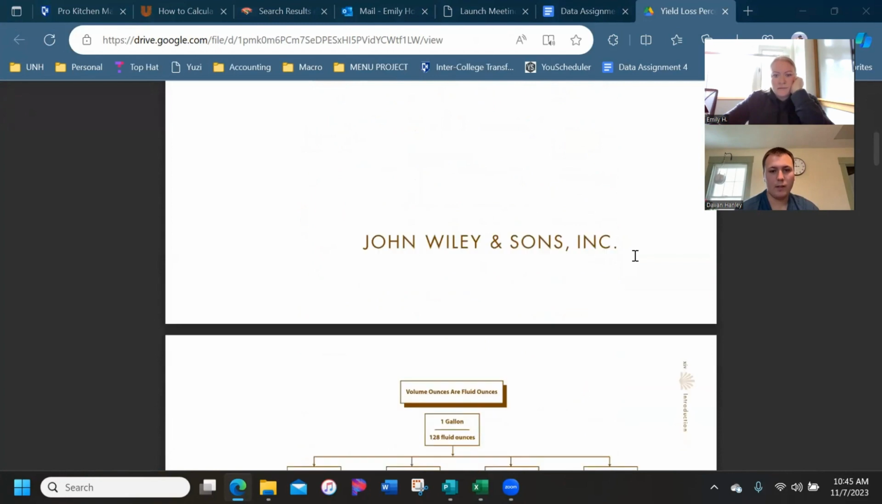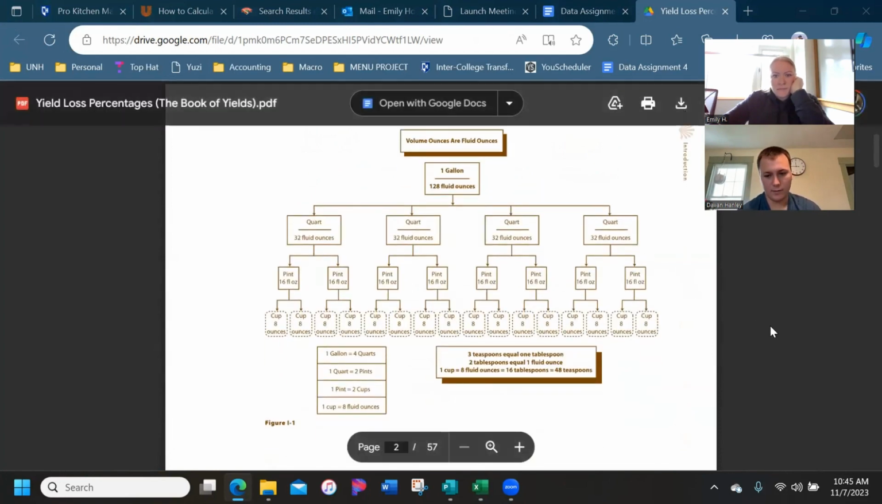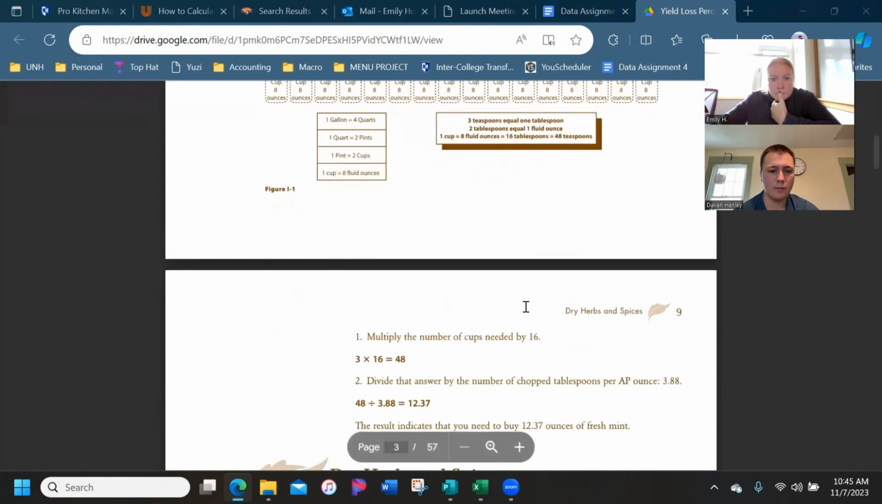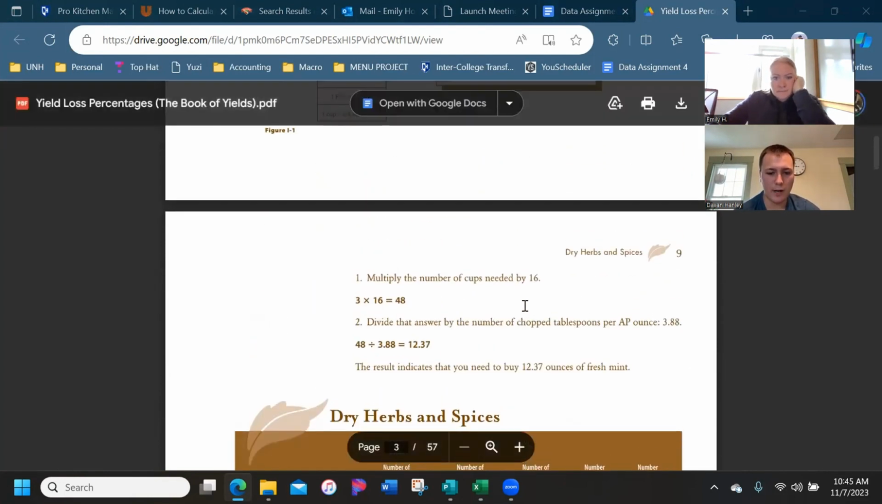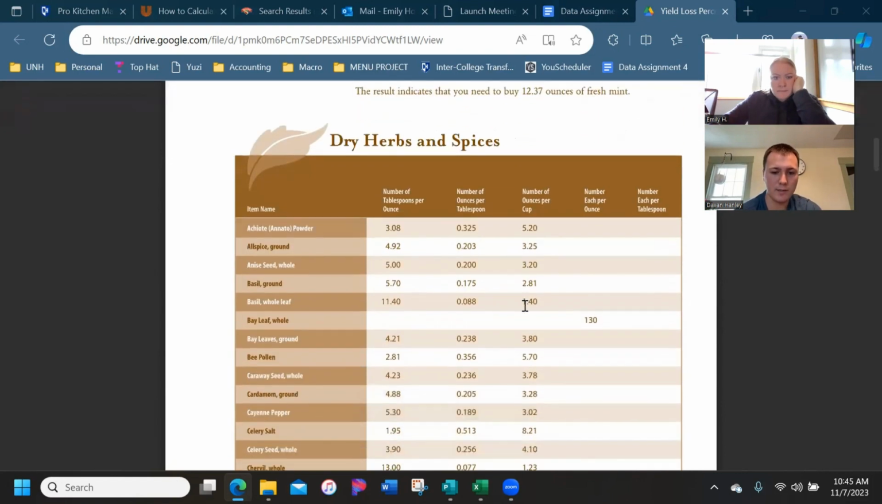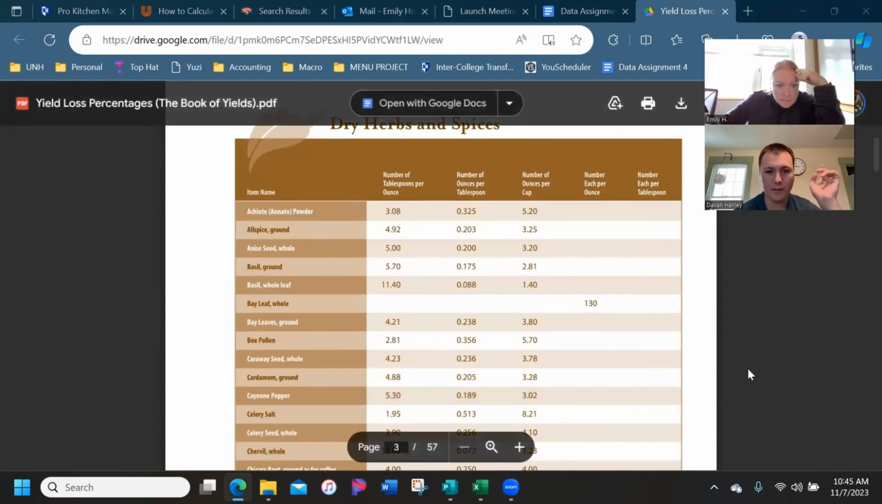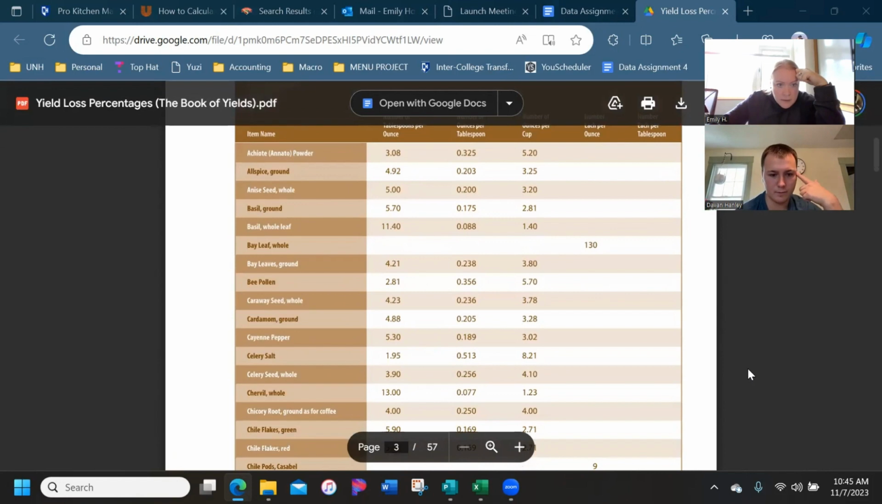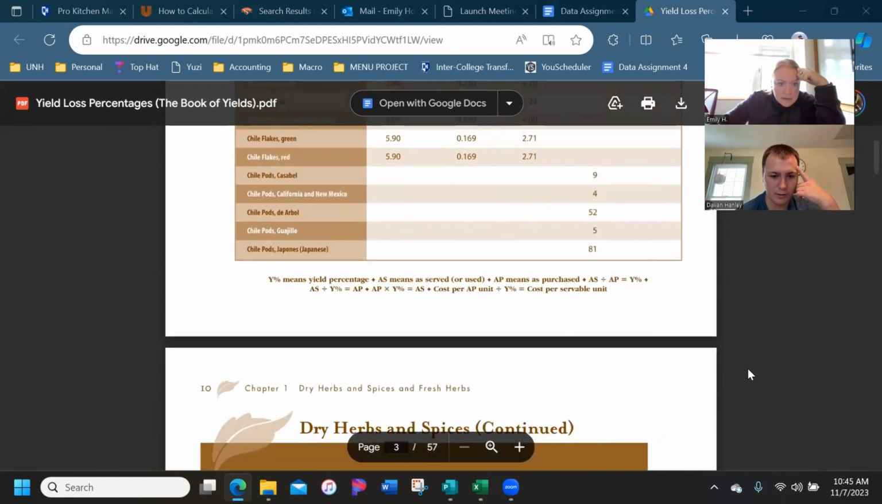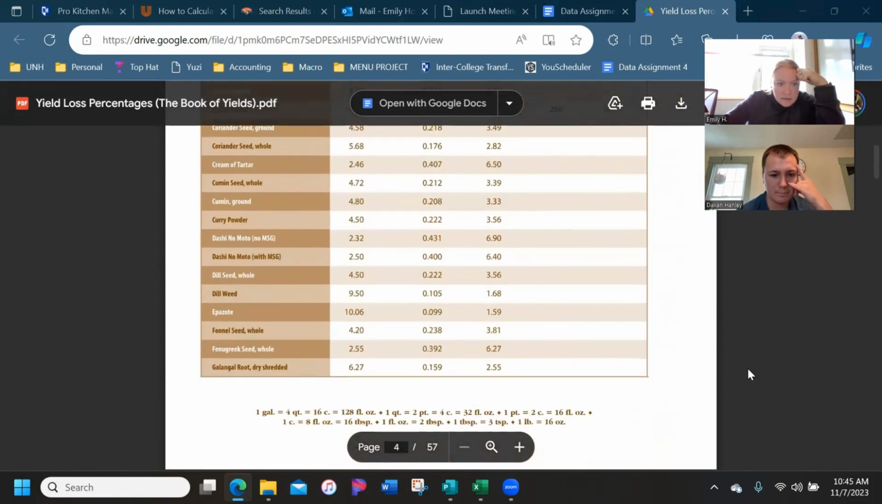So this is the Book of Yields. It is like a lifesaver. It was a lifesaver for us because I feel like every recipe we had for gourmet dinner had like 8 things with yield percentage loss. So if you scroll down, don't go too fast. These are dry herbs, see how it says dry herbs and spices? There's going to be one that says fresh herbs and spices, so keep scrolling to look for that.